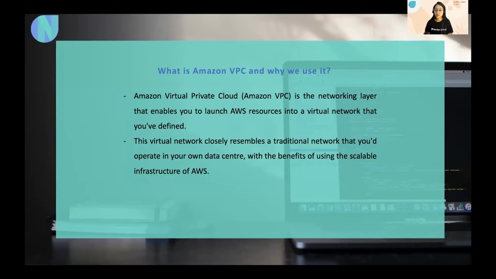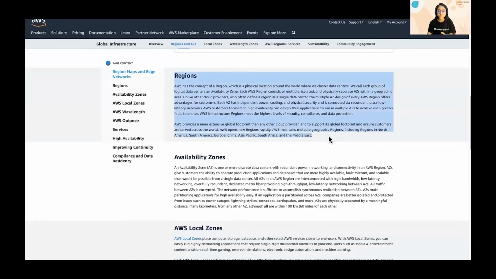So let's move to the next point, which is regions, availability zones, and how they combine together and help in the Amazon VPC networking. As we can see here, AWS has the concept of a region, which is a physical location around the world where we cluster the data centers, which means that region is nothing but the physical geographical location, such as Mumbai or North Virginia or Ohio. These are the geographical locations which are present in the world, right?